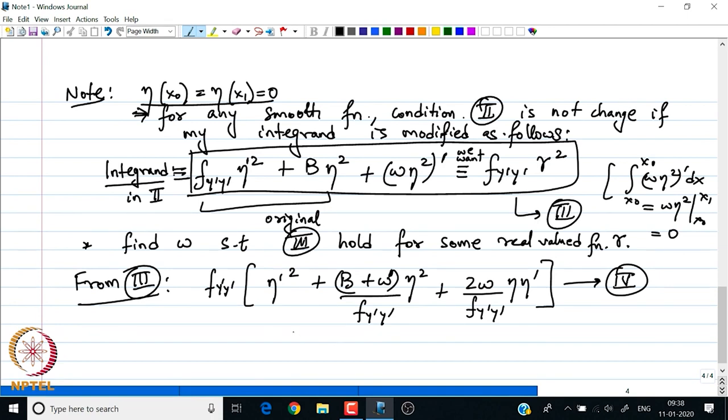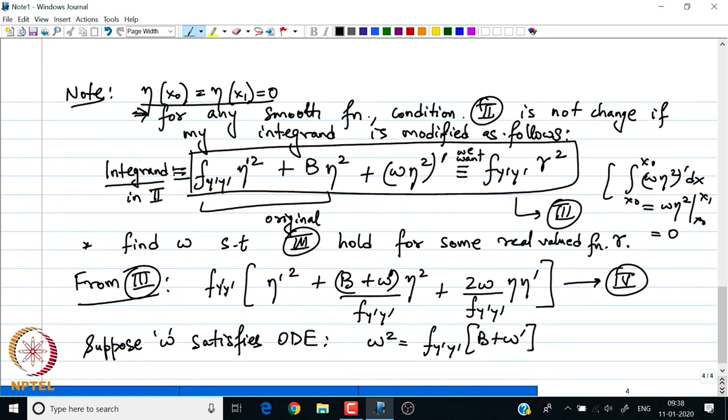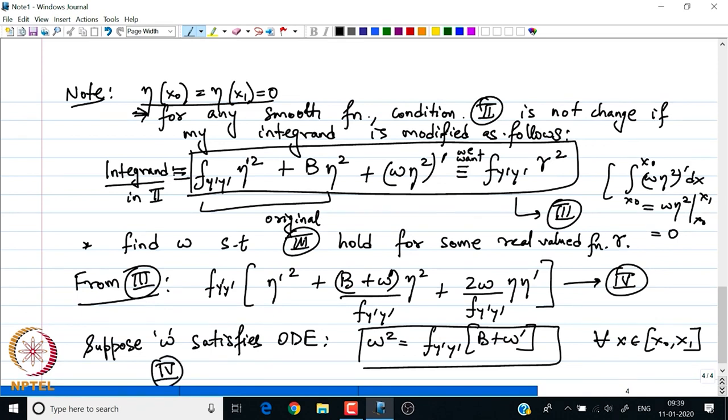Now, all we need to do is reduce this quantity inside the bracket into a perfect square of some function. That is possible if the following holds. Suppose my omega satisfies the ODE given by omega square equals f_y' times b plus omega, right. If that is the case, this holds for all x in the interval x0 to x1. So, suppose this is true, then I can reduce. Let me call this ODE 5.